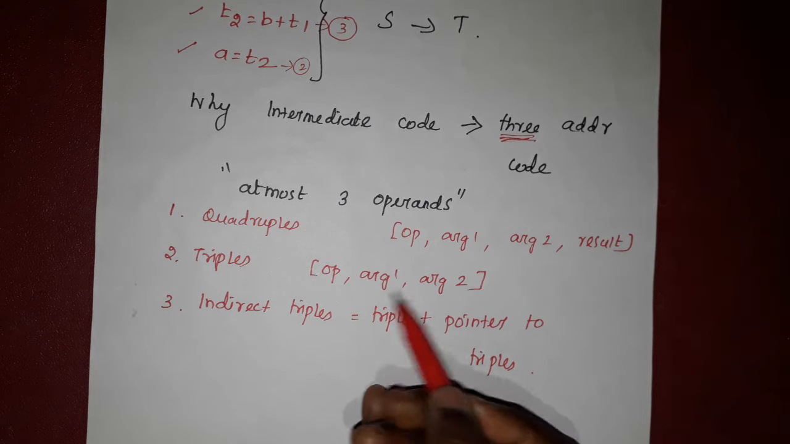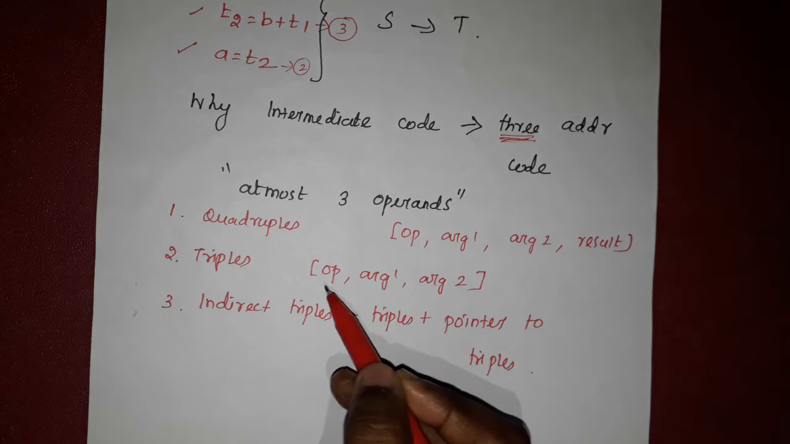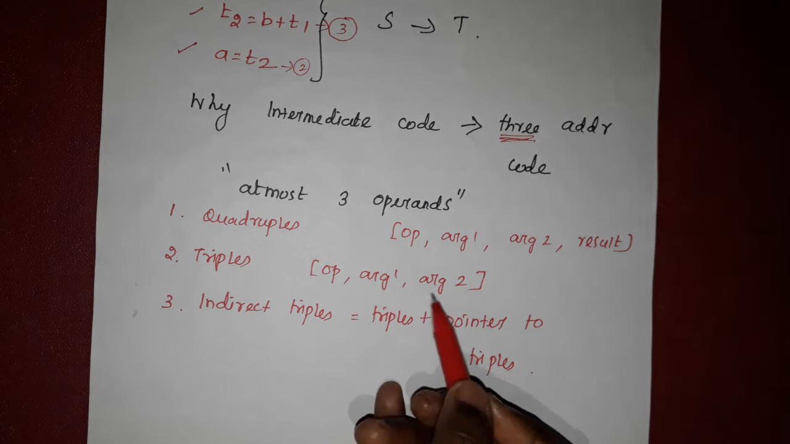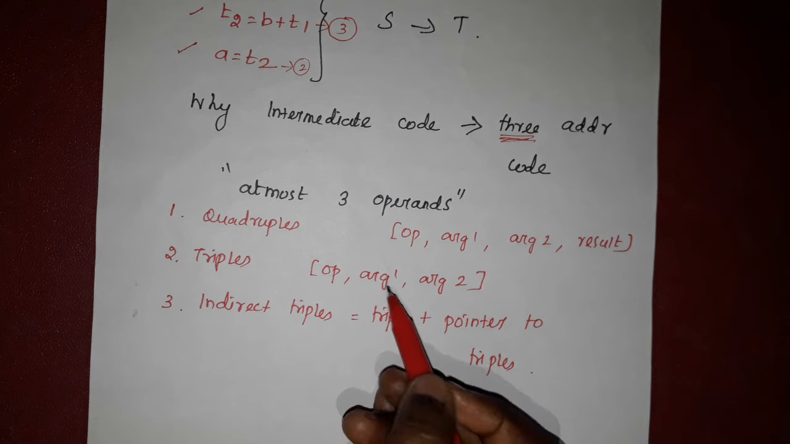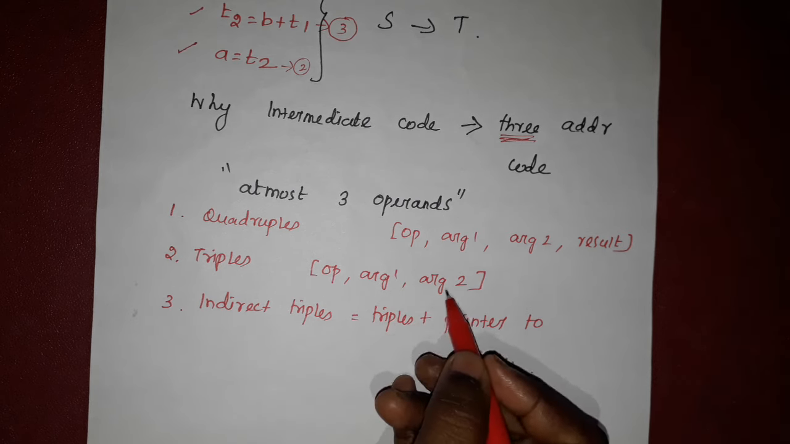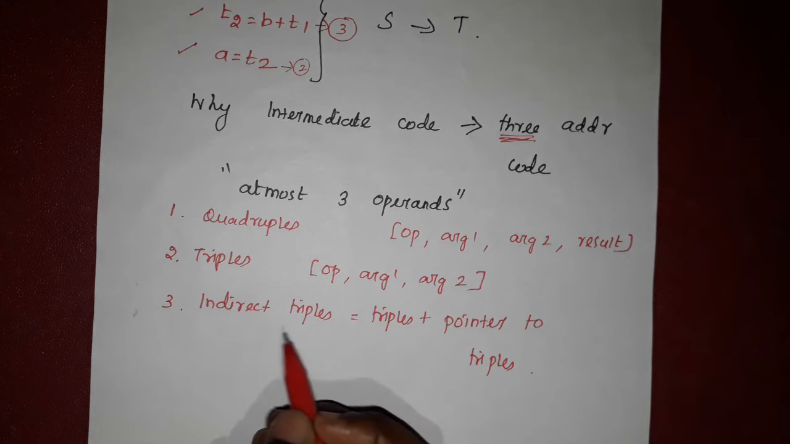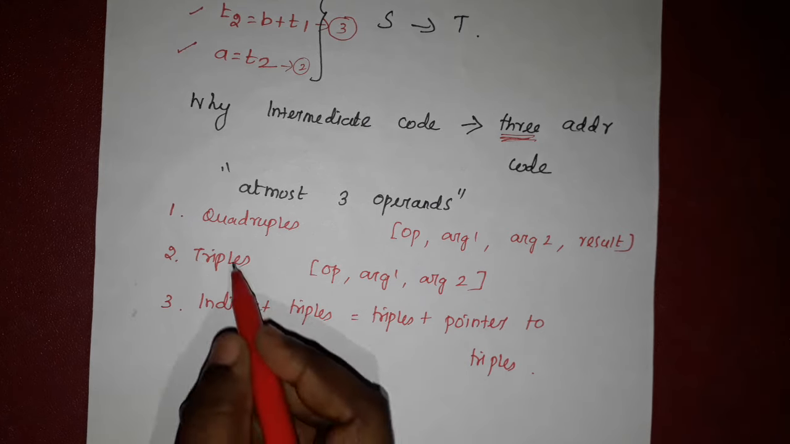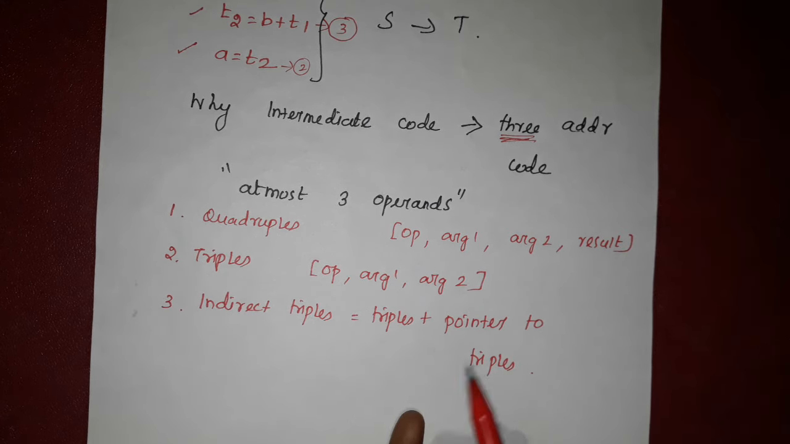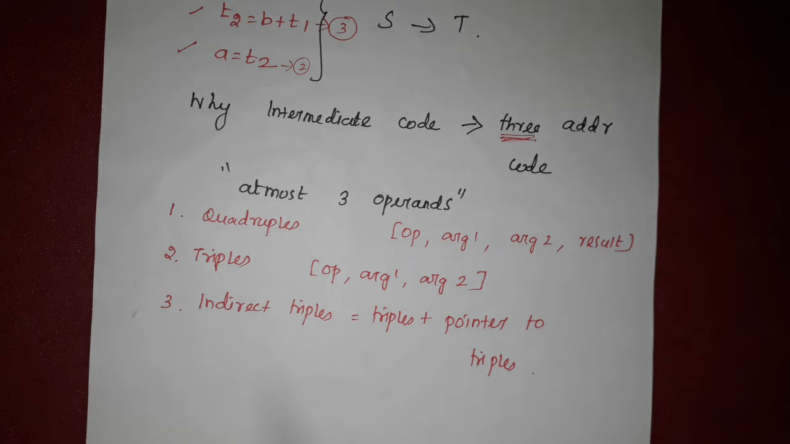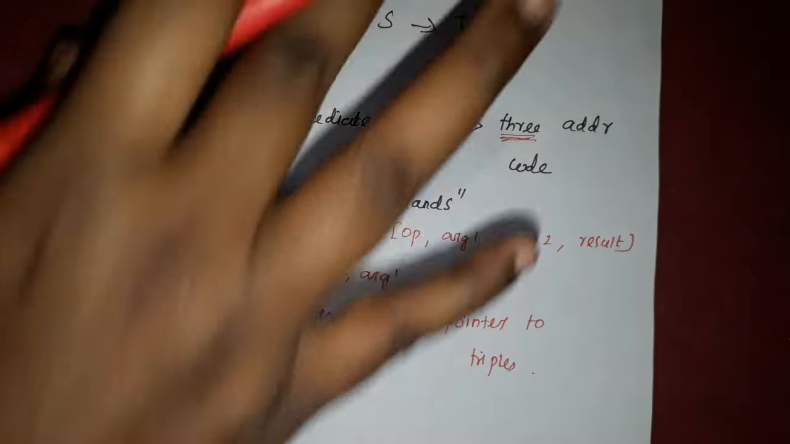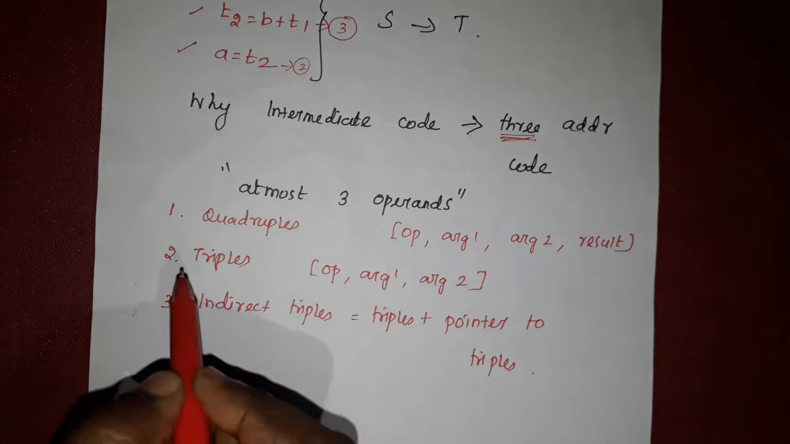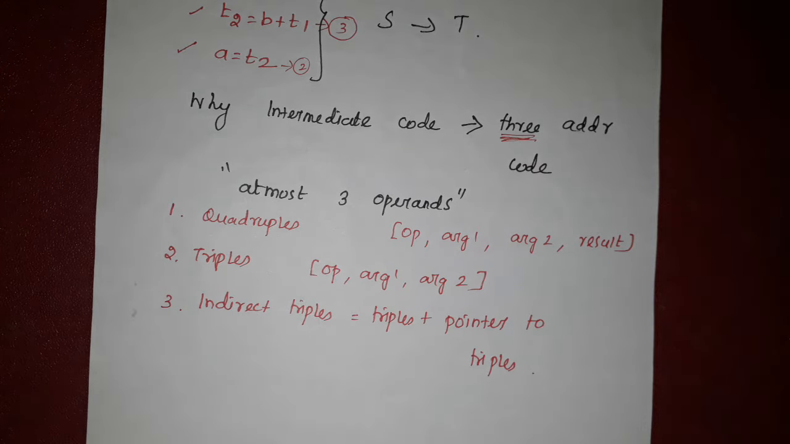In triples, there will be only three tuples: operator, operand 1 and operand 2. This is operator. Argument is nothing but operand 1 and operand 2. The last one, indirect triple, is equal to triple, the same triple plus pointer to particular triples. It can be evaluated by first triple, then we have some pointer to point out the particular triple. Let us see one example to implement three address statement by using quadruple, triple and indirect triples.